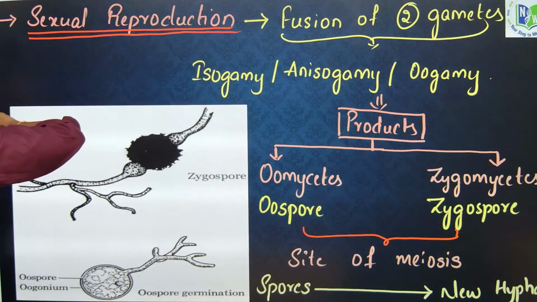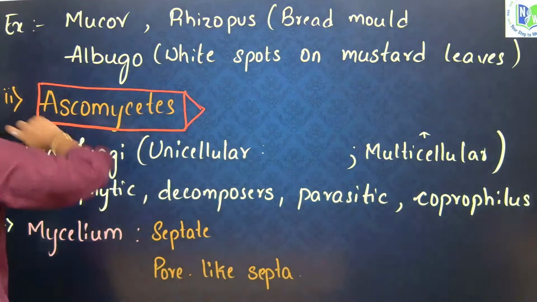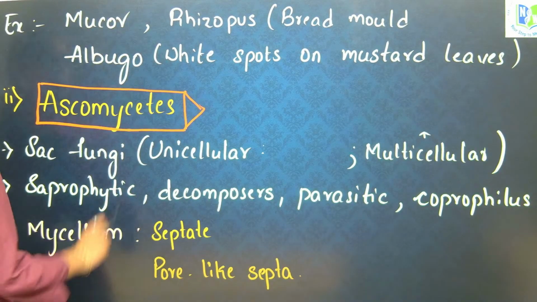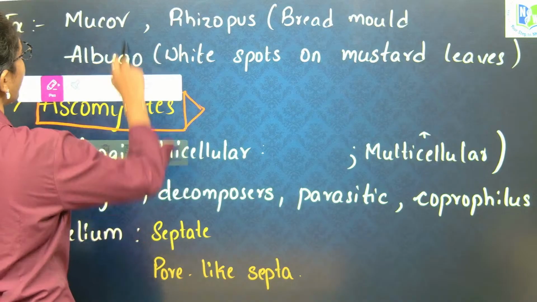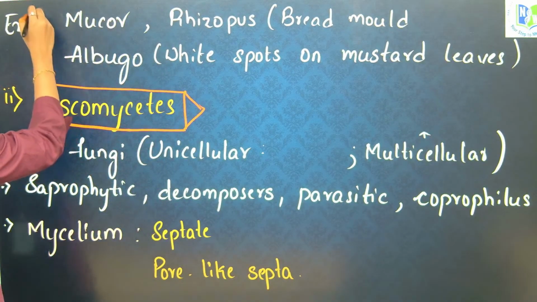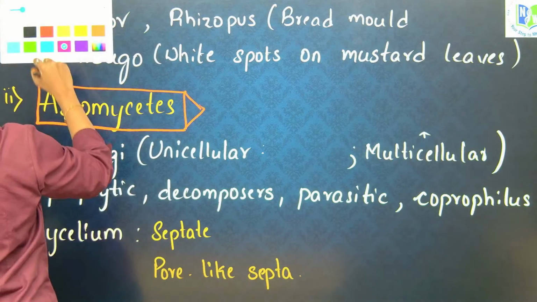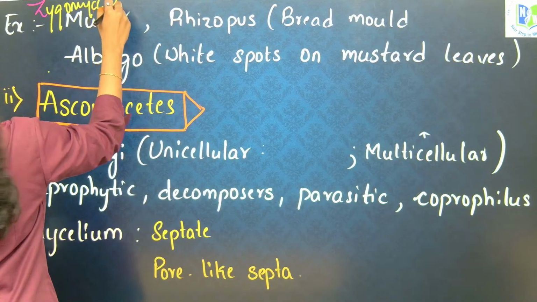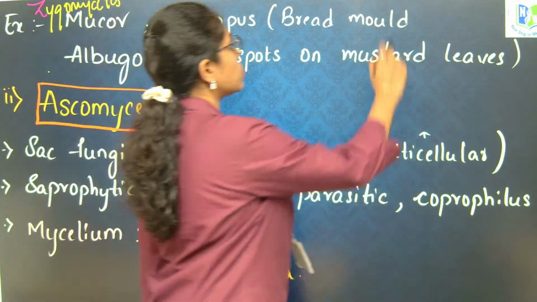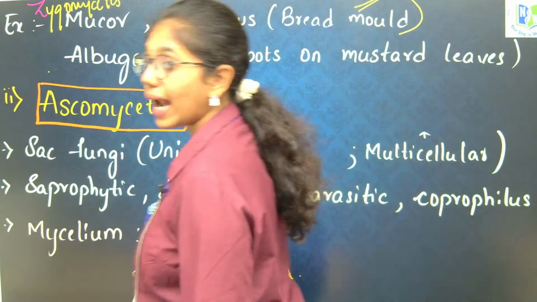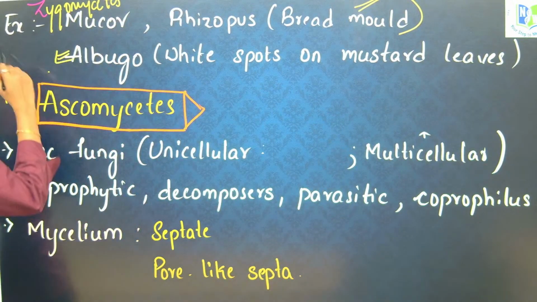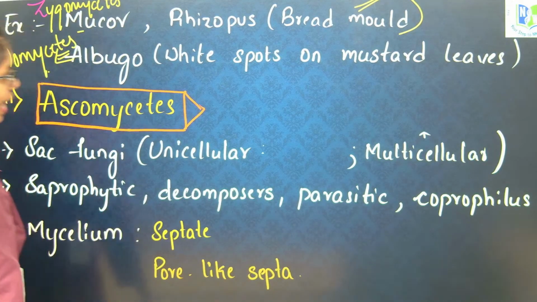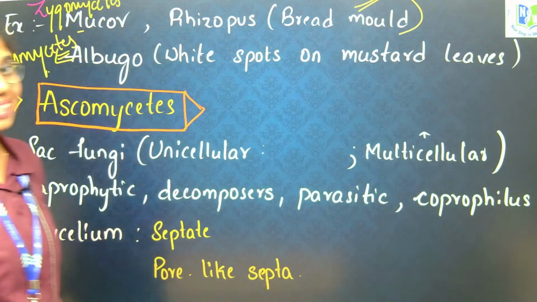So, this is about the sexual reproduction in Phycomycetes. Now, coming to the examples of Phycomycetes, we have under Zygomycetes, the best examples include Mucor and Rhizopus, Rhizopus which is also called bread mold. And Albugo, this is under Oomycetes. Oomycetes, best example is Albugo, which forms white spots on mustard leaves.